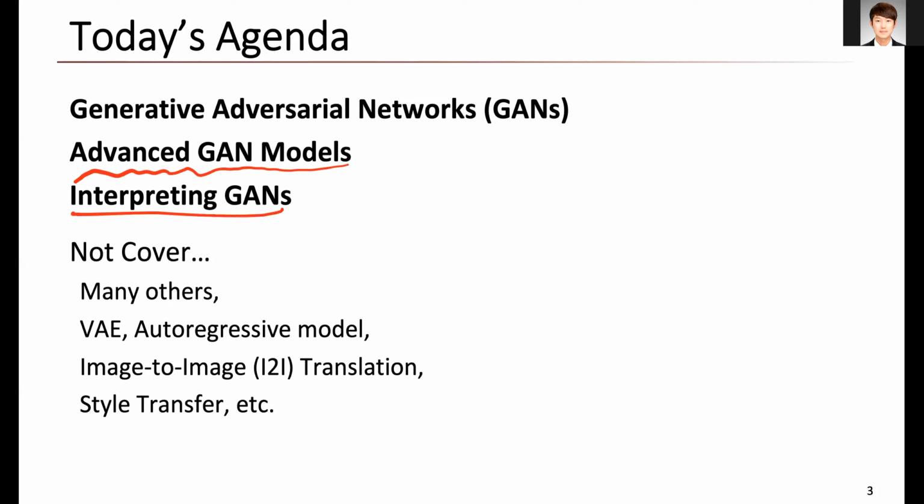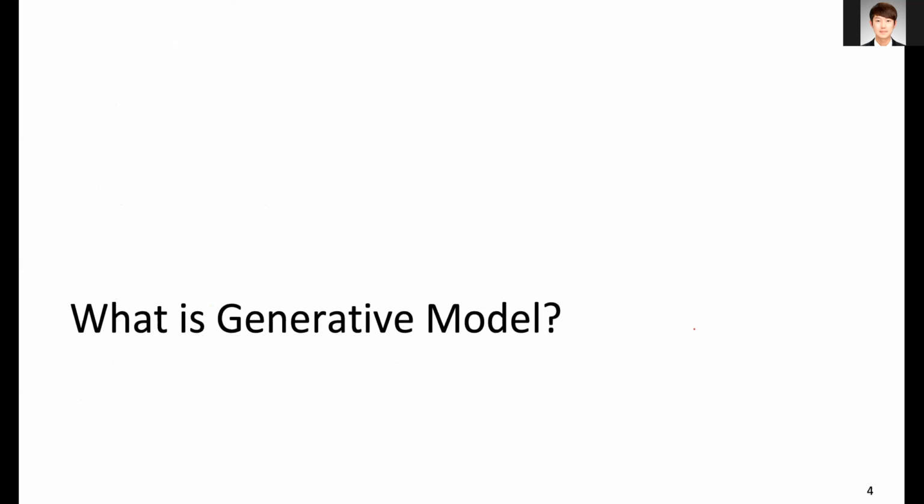Of course, there are so many kinds of relevant topics. For example, autoregressive models, image-to-image translation, style transfer, or image manipulation, something like this. But today we will not cover many others. So we will just focus on what GAN is or what a generative model is. So what is a generative model? Is there anyone who first heard about GAN or the generative model?